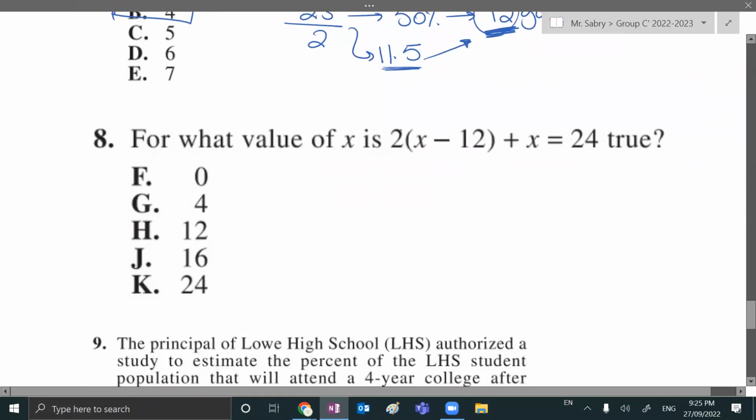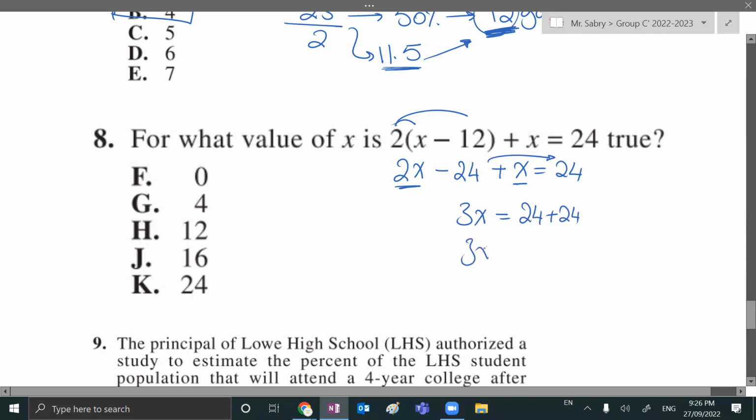Now for this one. I need to find the value of x. 2 will be distributed. I'll have 2x minus 24 plus x equals 24. Now you just need to add like terms together, which means I'll put the 2x plus the x, which is 3x. I'll move the negative 24 to the other side. So 24 plus 24. And that would get you that 3x equals 48. So x is equal to 16, which is 48 divided by 3.